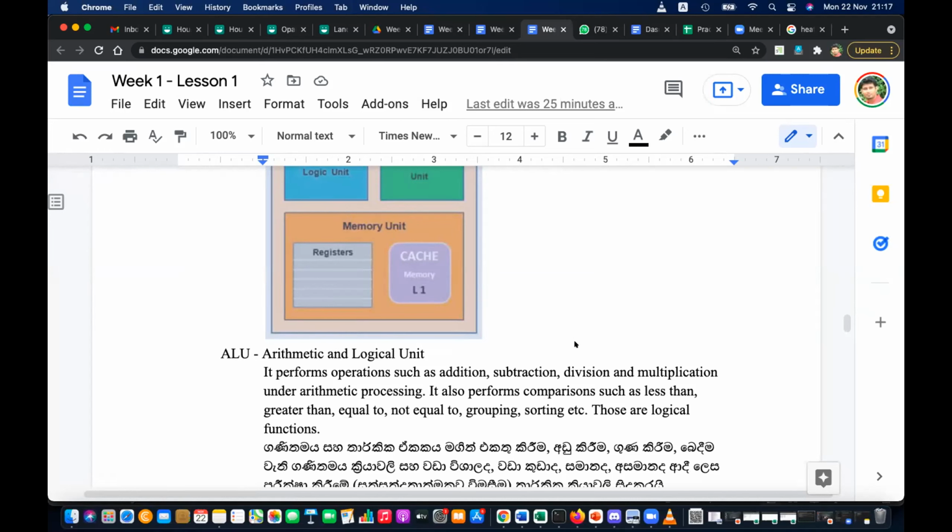So that can also be done in computer. It can calculate and it can compare. The calculation part is called arithmetic. The comparison part is called logical. Both are there in this ALU component.